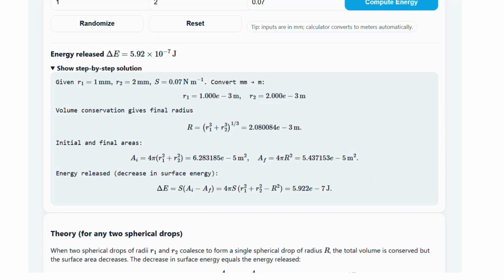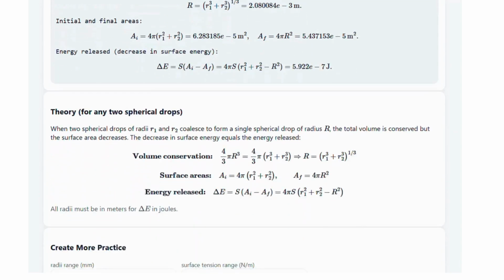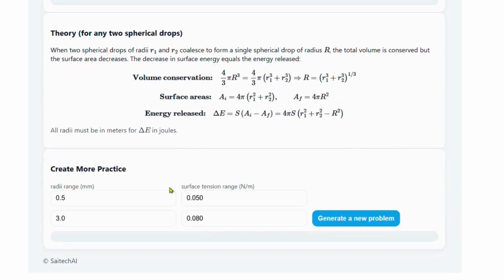Now the theory part is that the volume is conserved. That is, the bigger drop's volume, 4 by 3 pi R cube, equals the total volume. But the surface area is reduced here, and because of the reduced surface area, there is a decrease in energy also. So that's what we have done here.